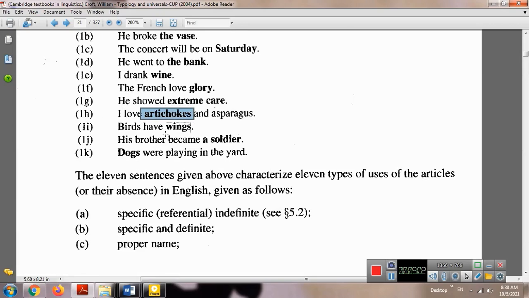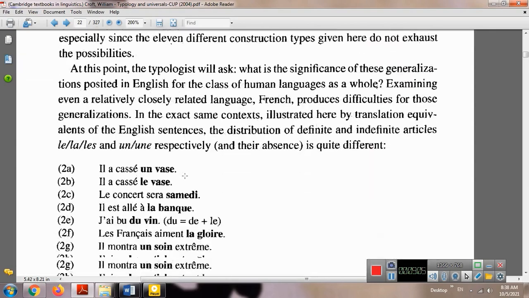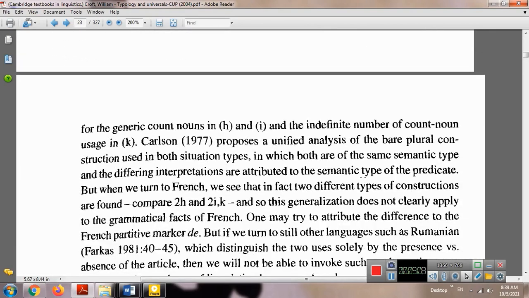Artichokes and wings, they are generic count nouns. And the indefinite number of count noun usage in K, which you can refer to them. Carlson in 1977 proposes a unified analysis of the bare plural construction used in both situation types, in which both are of the same semantic type and the differing interpretations are attributed to the semantic type of the predicate.